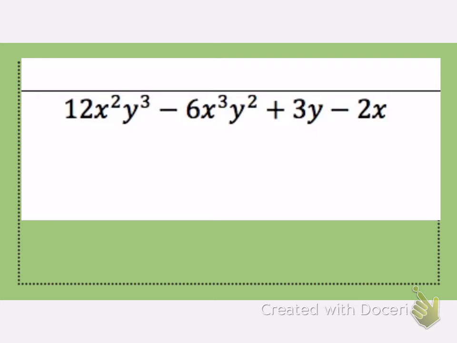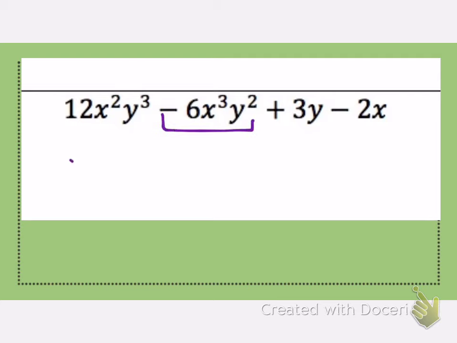So it can get a little confusing when you've got more than one variable. We typically deal with the variable that's first in alphabetical order first. So we'll focus on the x's and their powers. And so we'll look for the term with the x to the highest power. And that is this term here.